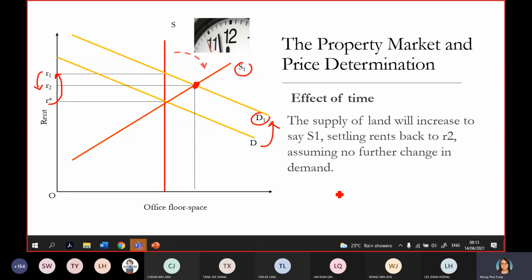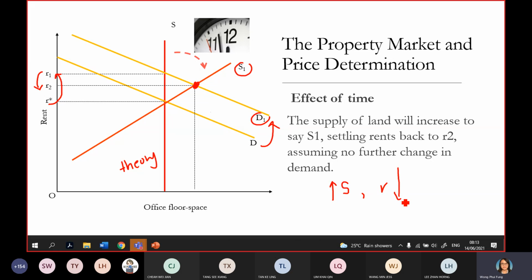So you can see when supply increases, theoretically, based on this figure, you notice that the rental falls.